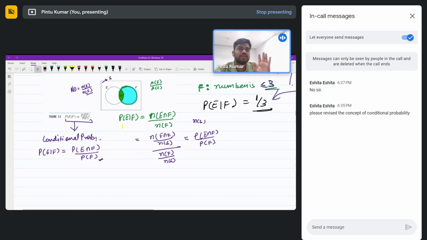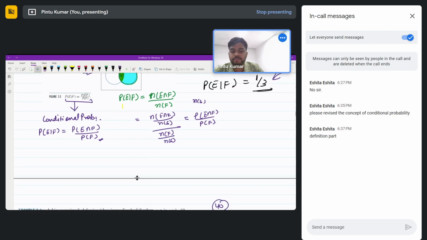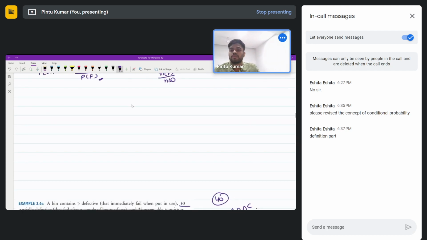If it was not completely clear, then I can revisit it, but if it is some specific portion, please tell me. Okay, I'll try to do it once more. So first of all, was the notation clear to you? What does, let's say, probability of A given B mean?